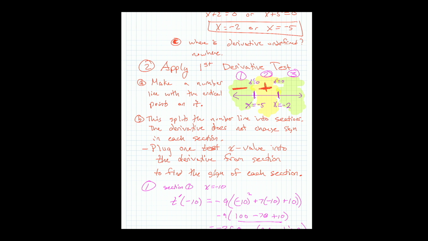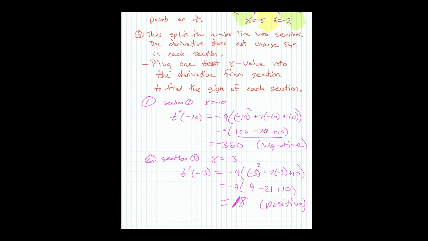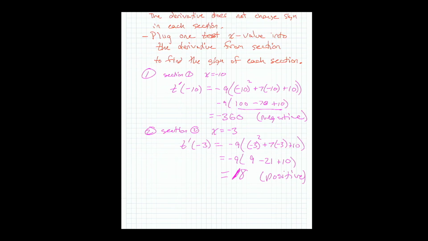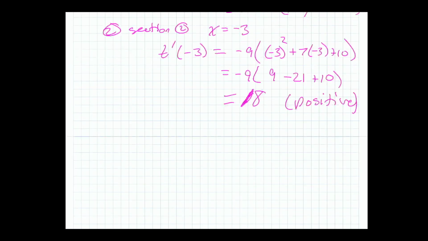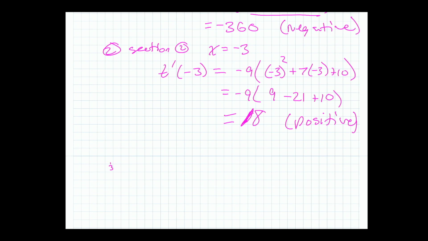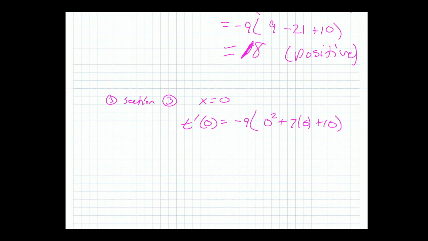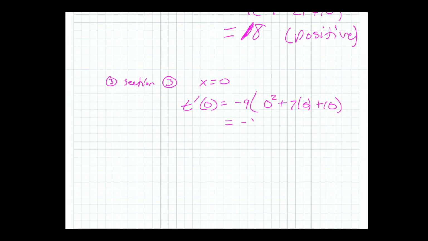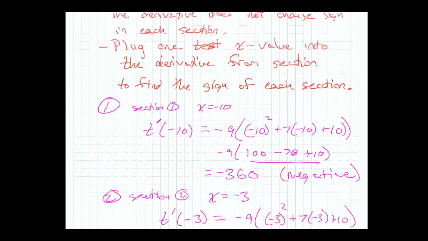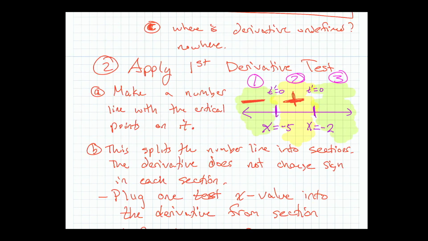All right, last section, anything bigger than negative 2. Lots of stuff. Any number you want, you can use. So let's use section 3. How about x equals 0? That's bigger than negative 2, right? So we need t prime of 0, which is negative 9 times (0 squared plus 7 times 0 plus 10). That's easy. 10 times negative 9 is negative 90, so that's negative. So in the third section, the derivative is negative.